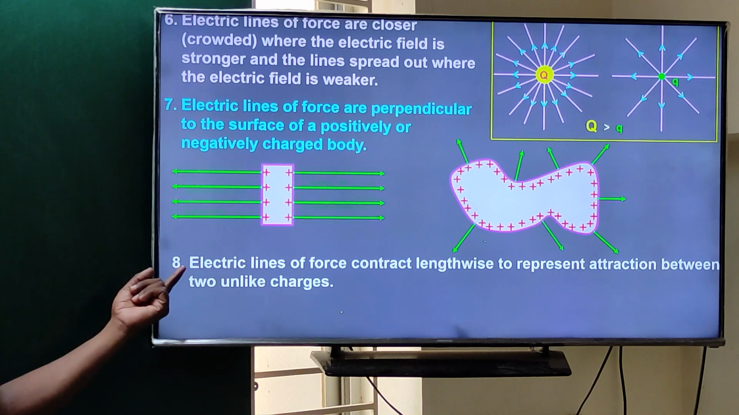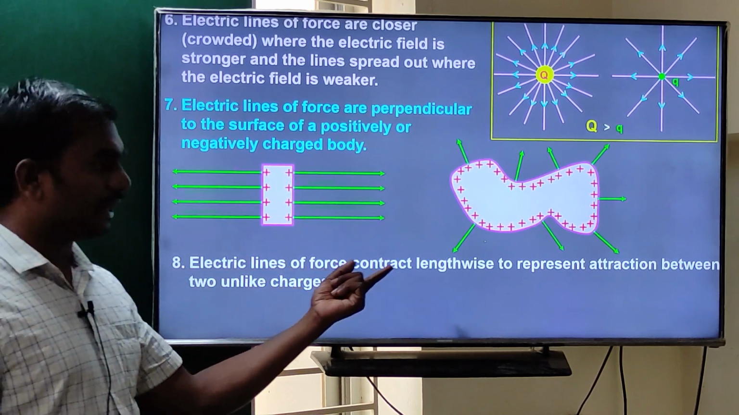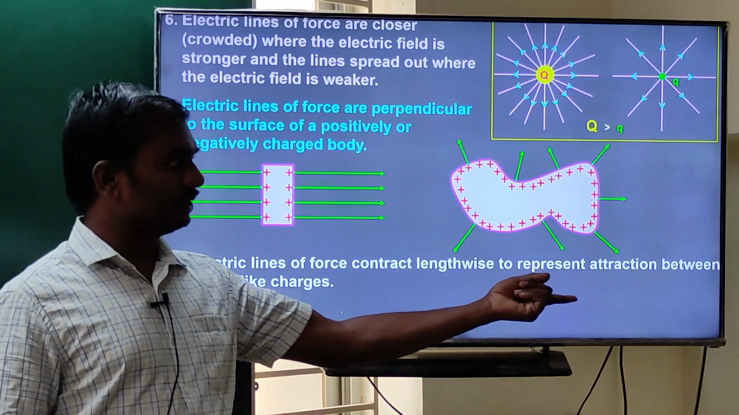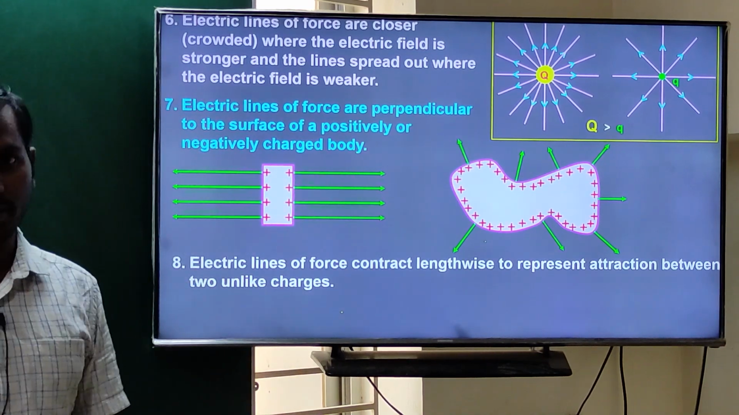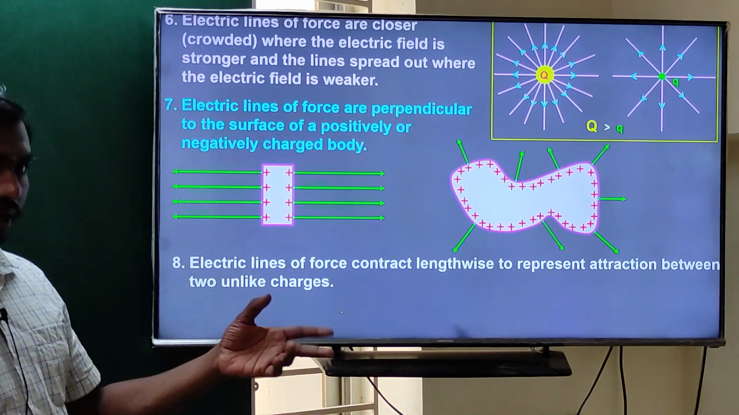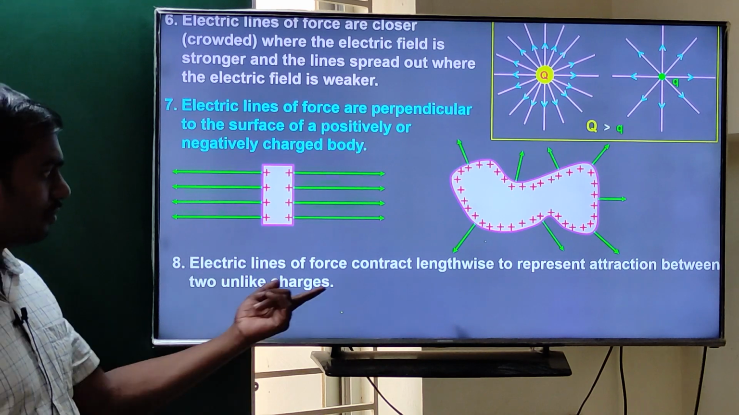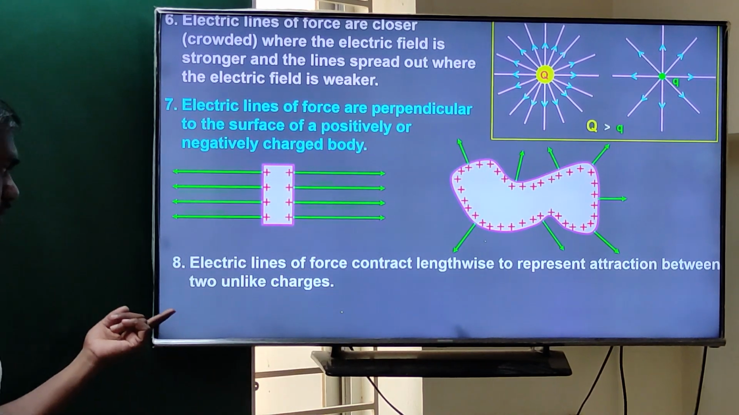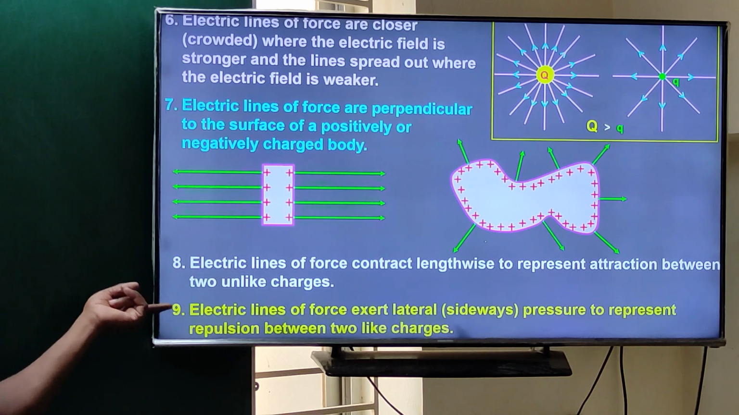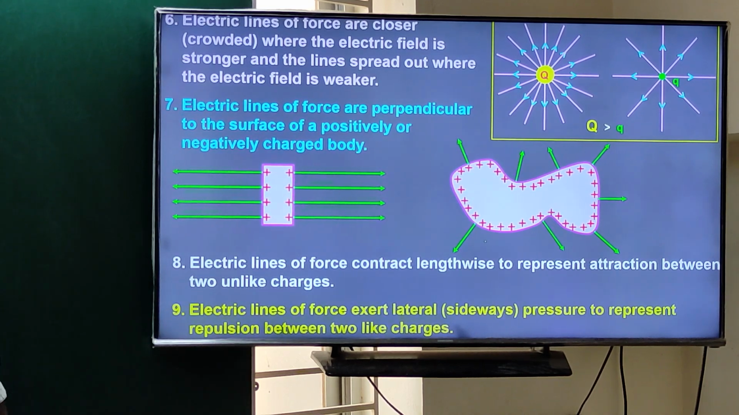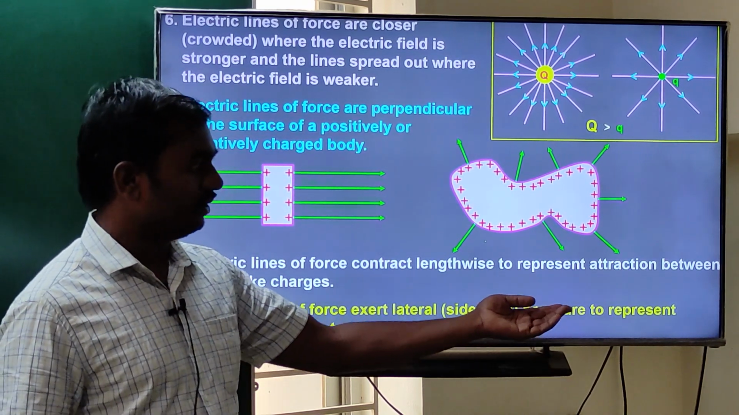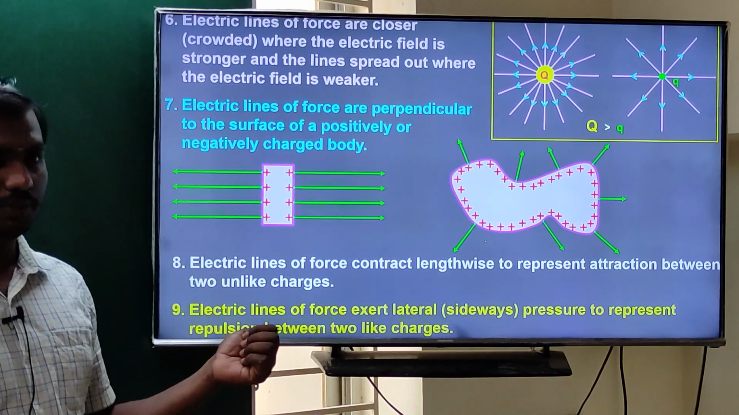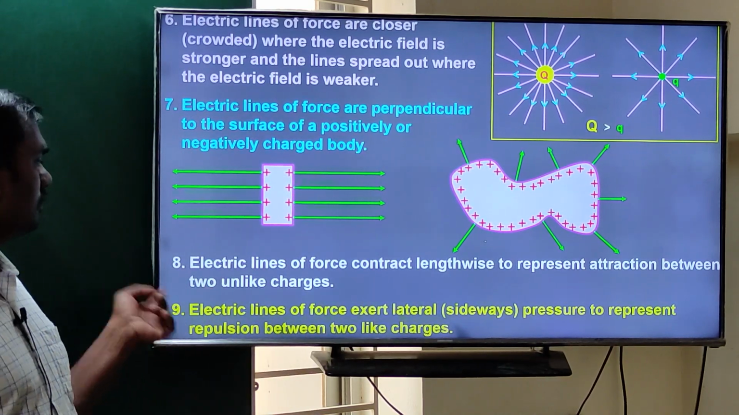We already know that electric lines of force contract lengthwise to represent attraction between unlike charges. This is the 8th point. And the 9th point, electric lines of force exert lateral pressure to represent repulsion between two like charges.